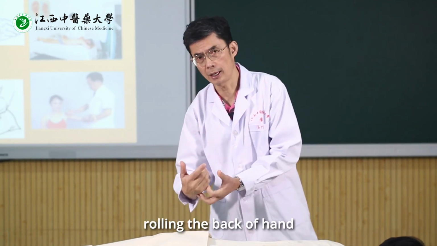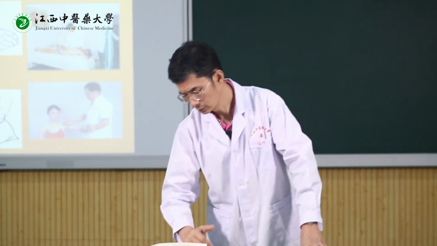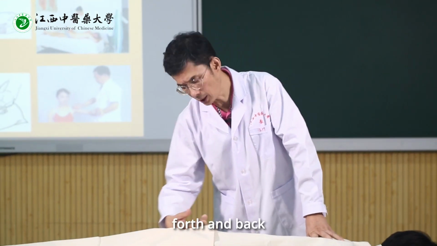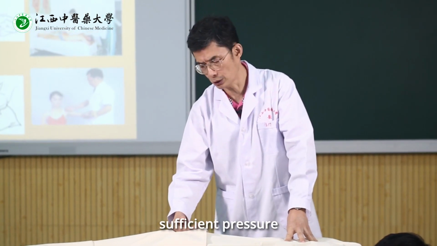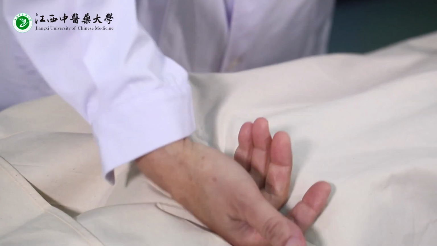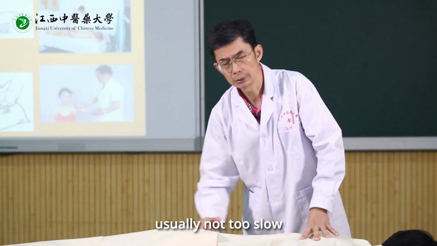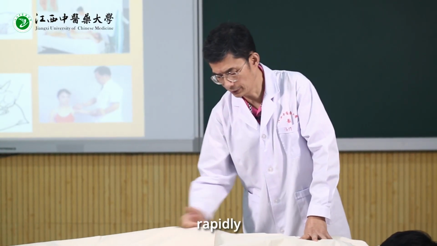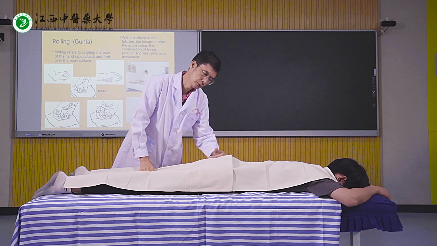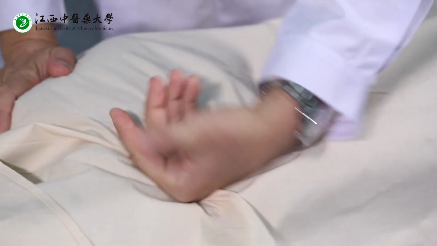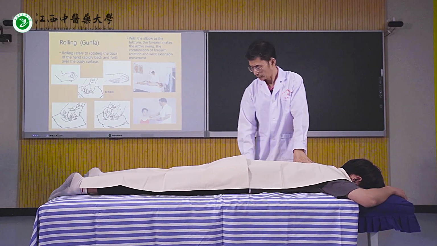Rolling the back of hand and these two joints and this triangle area, forth and back, with a certain, sufficient pressure. Usually rapidly, not too slow, rapidly. Left hand, same, 滚法. So that is 滚法. I like this movement. I like this technique very, very much.